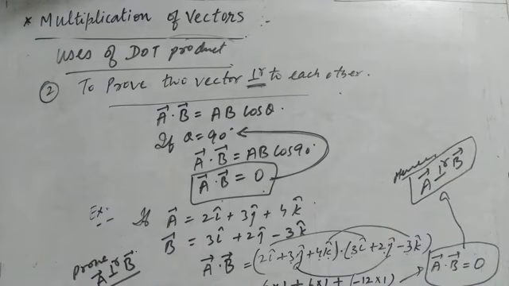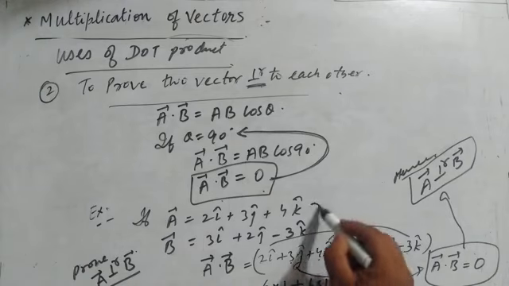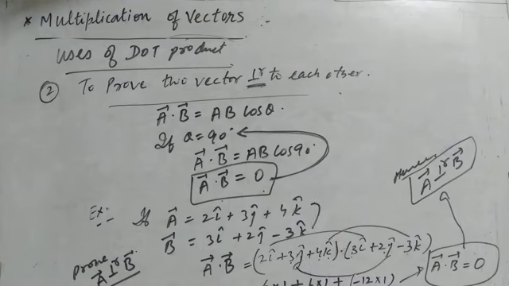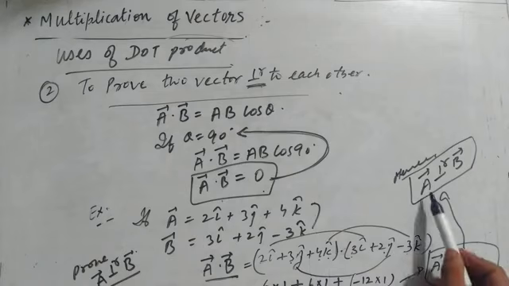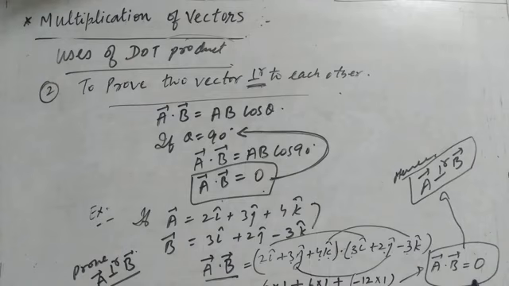So whenever we have to prove that the given two vectors are perpendicular to each other, we will just find out their dot product. If it comes out to be 0, then they are perpendicular, and if it does not come out to be 0, then they will not be perpendicular.